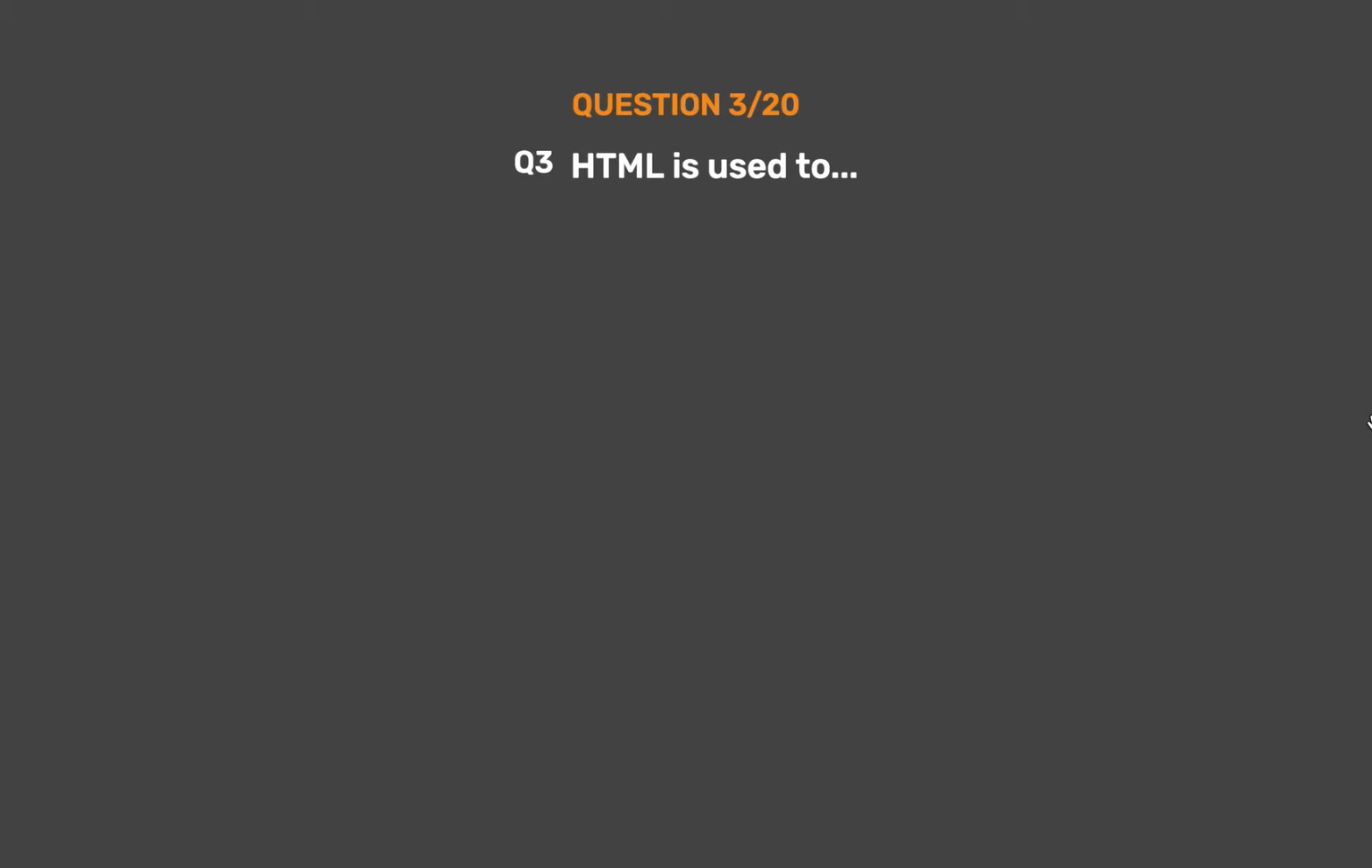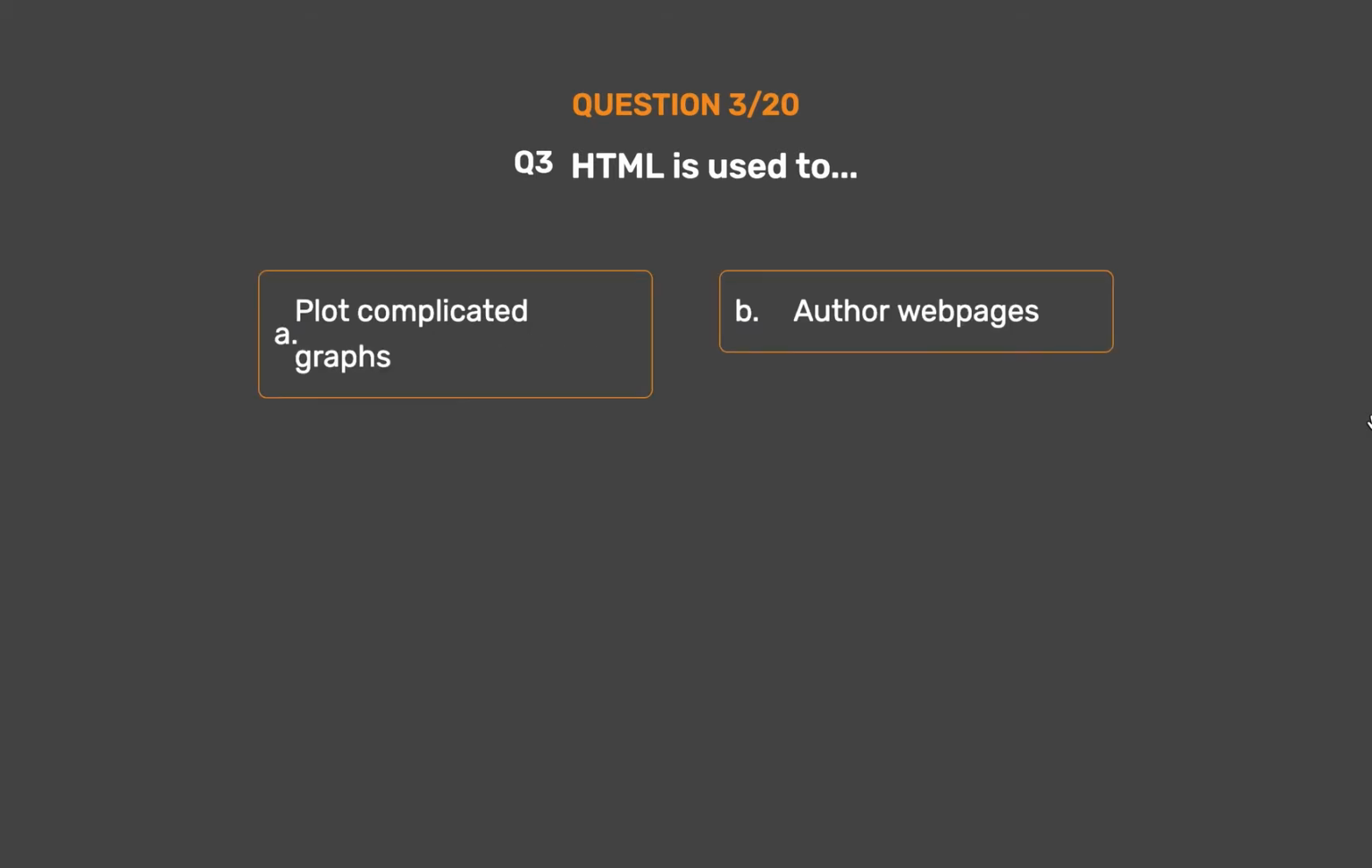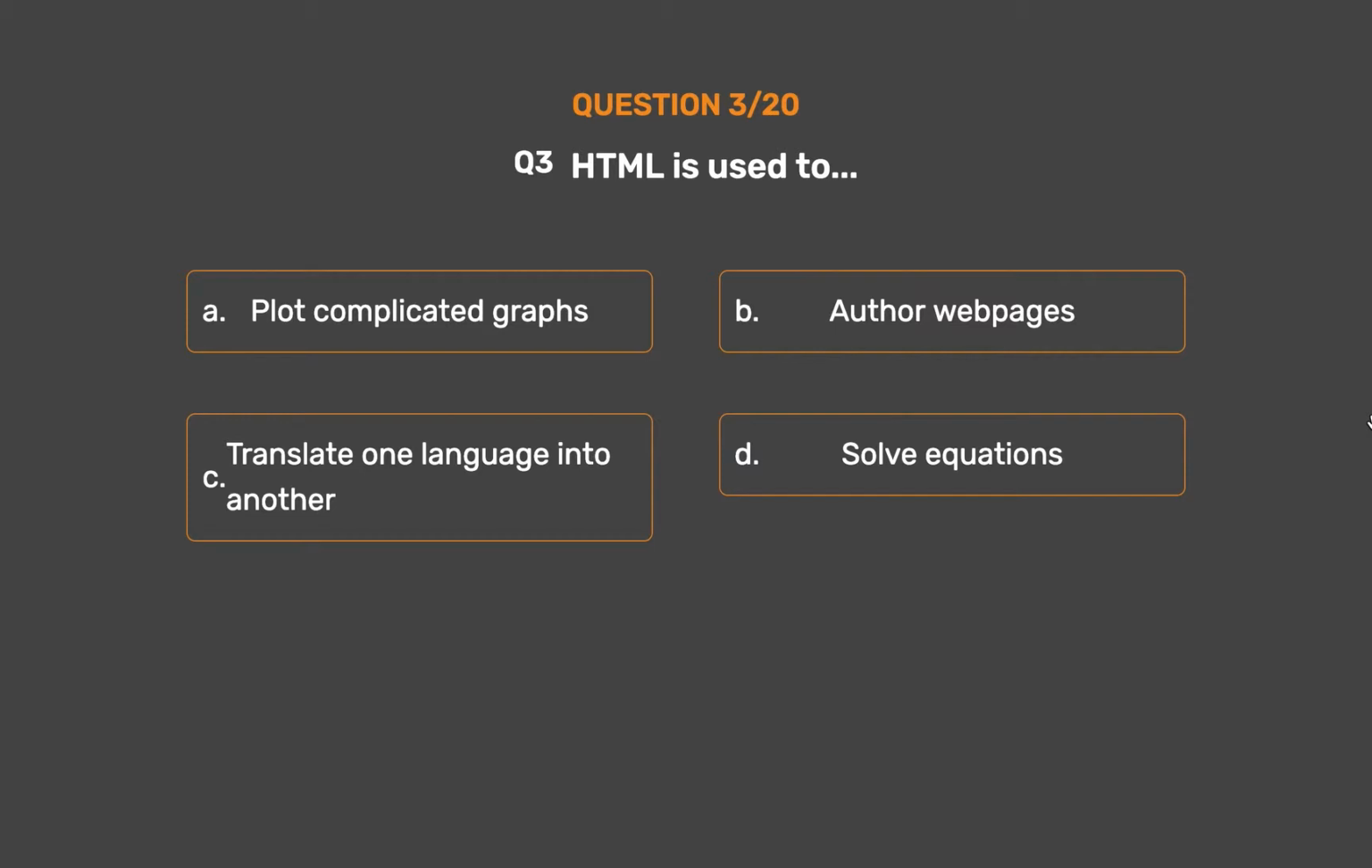Question number 3. HTML is used to: Option A. Plot complicated graphs. Option B. Author web pages. Option C. Translate one language into another. Option D. Solve equations.